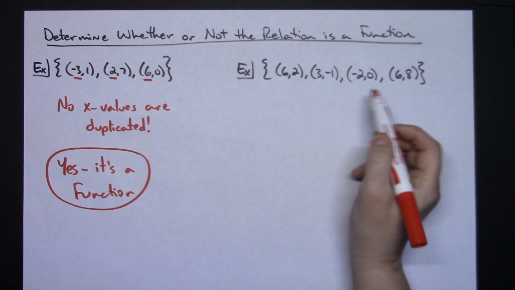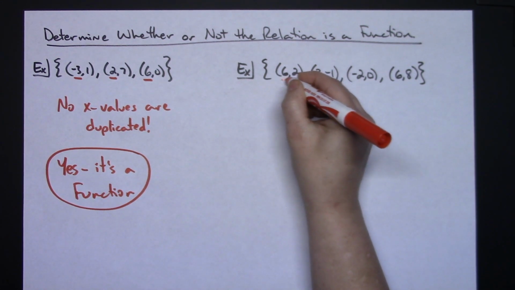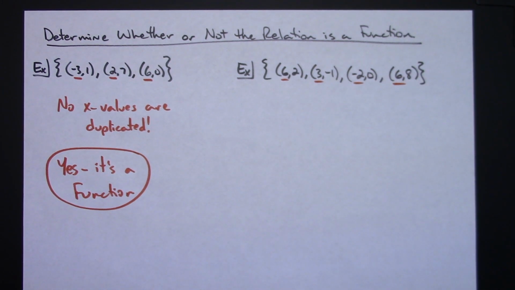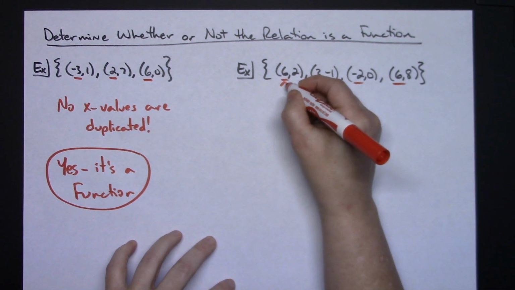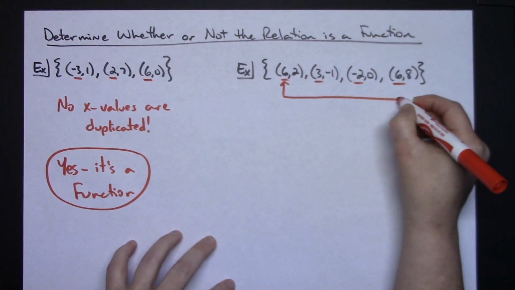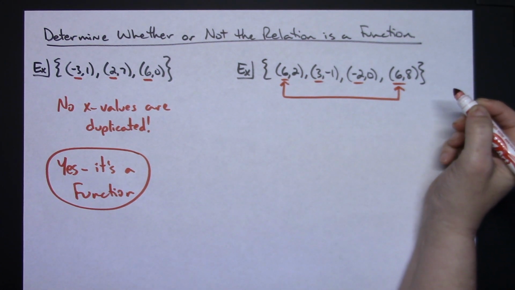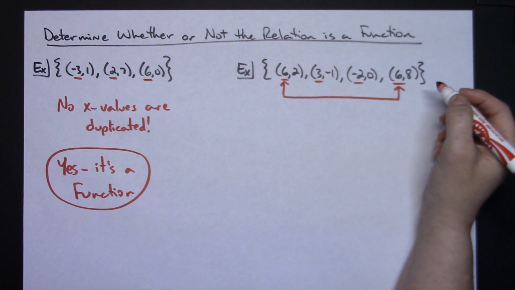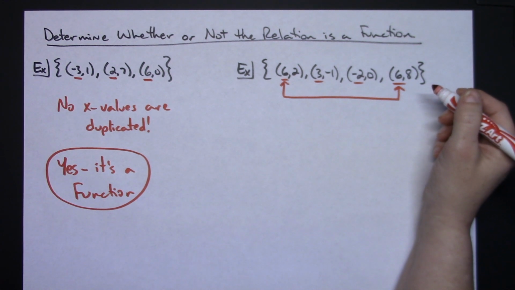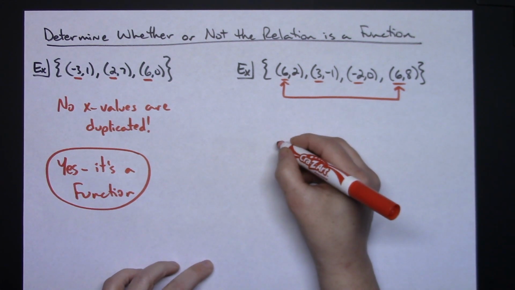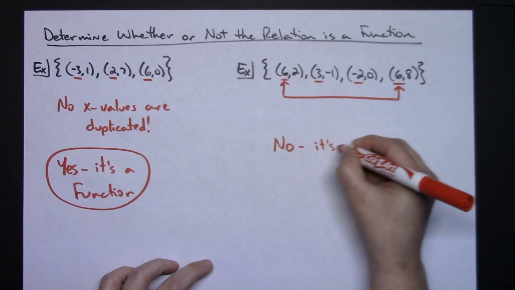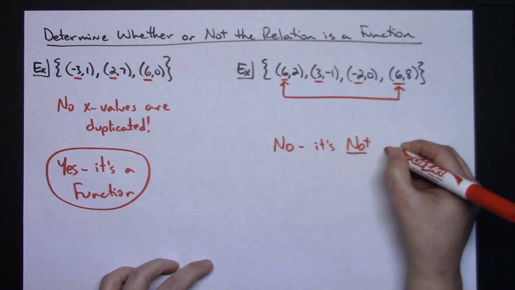In this one over here, I'm going to take a look at all those x coordinates. I've got a 6, a 3, a -2, and a 6. Now, red flag right here. The 6 is paired with a 2, but the 6 is also paired with an 8. The 6 is paired with 2 different y values. That is not allowed. That means it is not a one-to-one relationship. So in this case, I've got no, it's not a function.